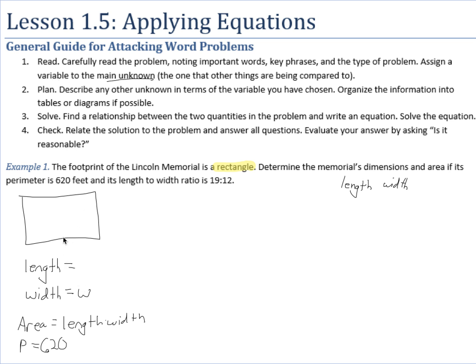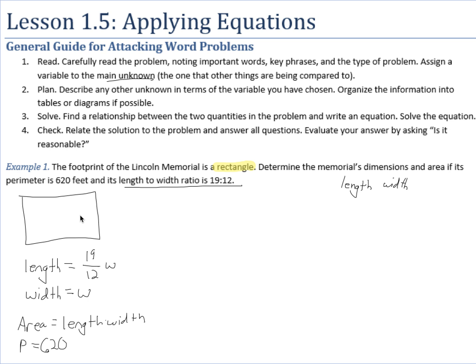And then in the next step, it says we're going to plan. We're going to describe any other unknowns in terms of the variable. So how does length compare to width? Well, the length to width ratio is 19 to 12. So this is 19 twelfths times W. The length is 19 twelfths of W. So we have our two unknowns. We assigned a variable to this one, and then we figured out using this phrase right here that the length is 19 twelfths times the width. Well, how does that help us? Well, we also have this other information that the perimeter is 620.